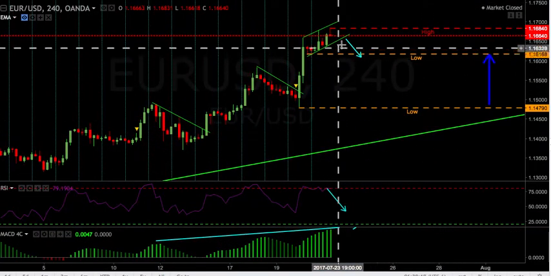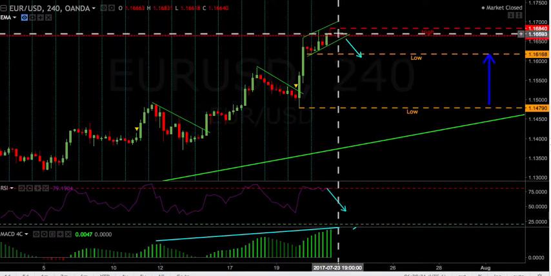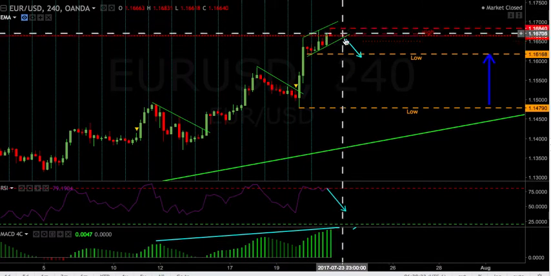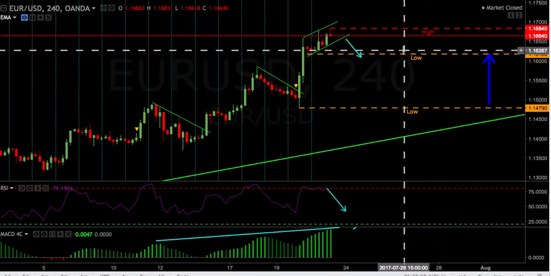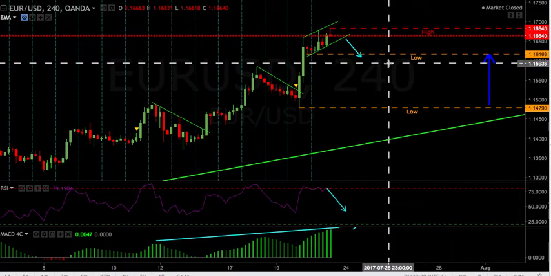Okay, but this week we're going to look for a bearish move, maybe to retest this low, start another continuation pattern. We'll see. But it's all based off the dollar and what Mr. Trump decides to say or tweet. That's going to make the market move.